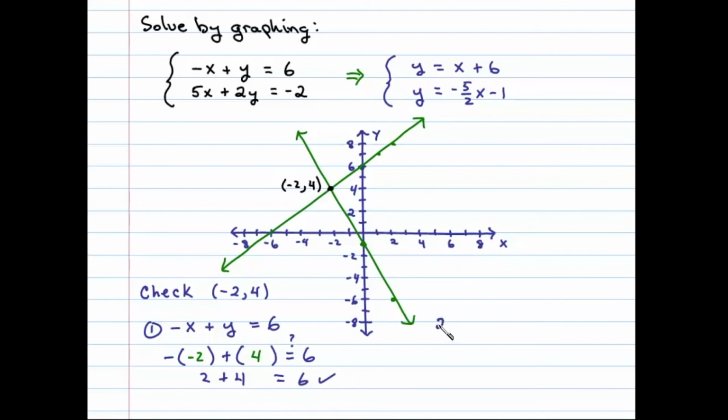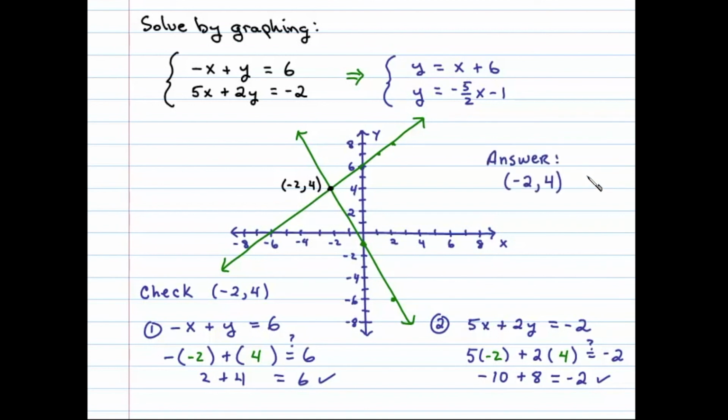Now let's check that it satisfies the second equation. And so here again we'll substitute negative 2 in for x and 4 in for y. That'll leave us with negative 10 plus 8, and sure enough that does equal negative 2. So the solution here is indeed (negative 2, 4). And that is the simultaneous solution.